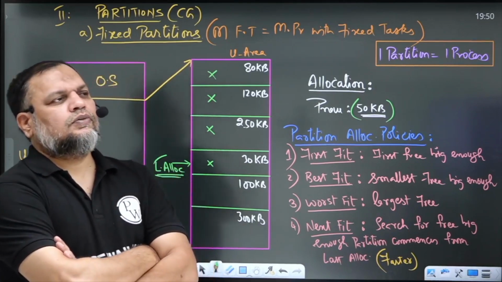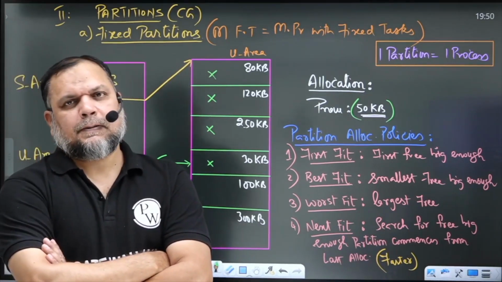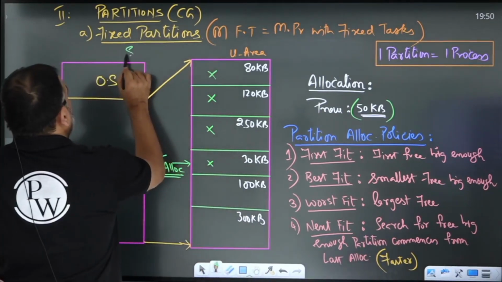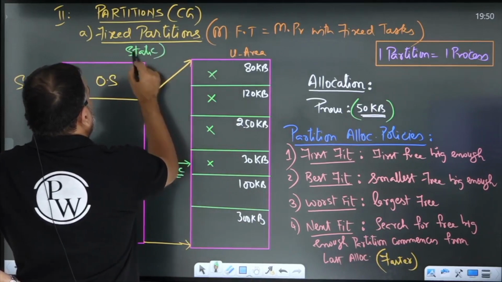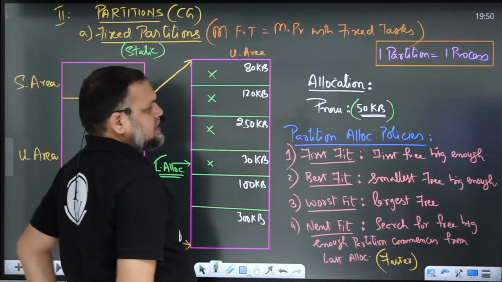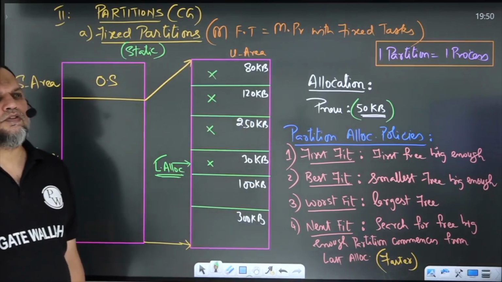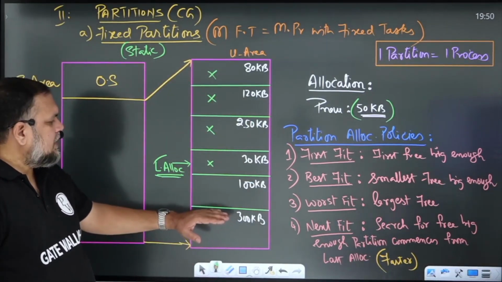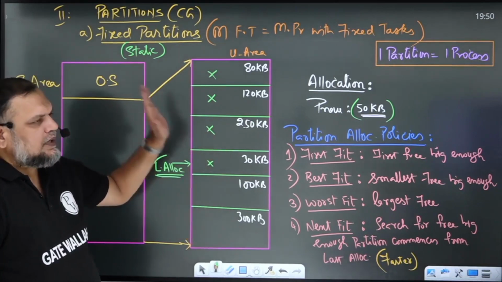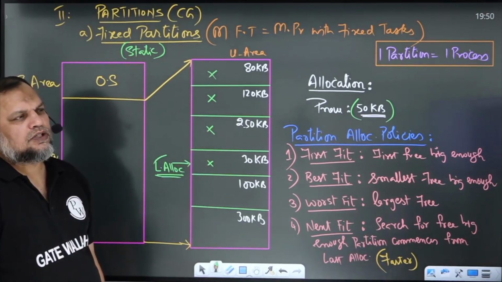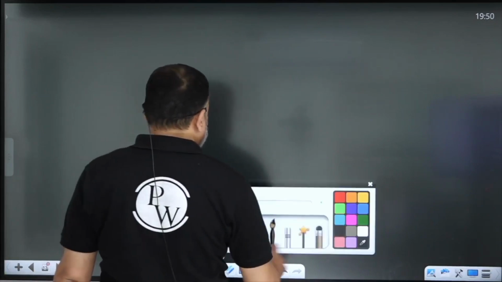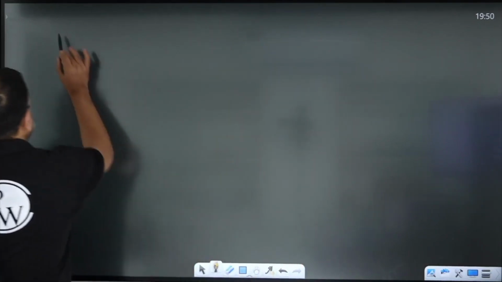So these are the various allocation policies. Boys and girls, I would like to tell you that the fixed partitioning approach is a static approach, because once I create the partitions, I cannot remove them until I shut down my system. Once I create 5 partitions, 6 partitions, whatever, it will remain static. I cannot change the number of partitions. I cannot change the size of partitions.